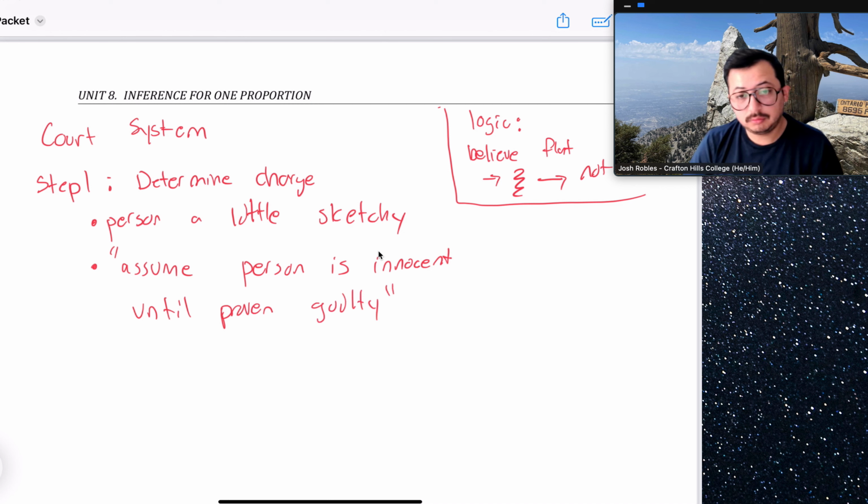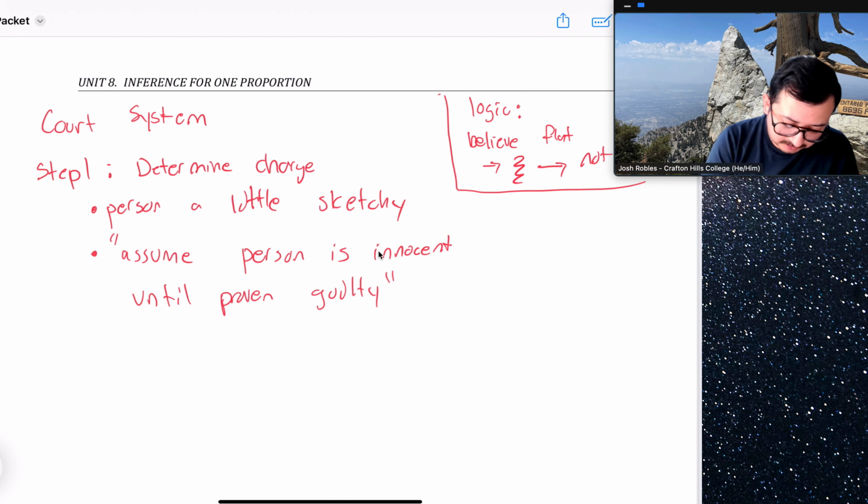So you're supposed to believe that the person is innocent even though they have some evidence with them, and then the process of the court case should try and change your mind. Well, one group of people are going to try and change your mind one way, and one group hope that you continue to think they're innocent.